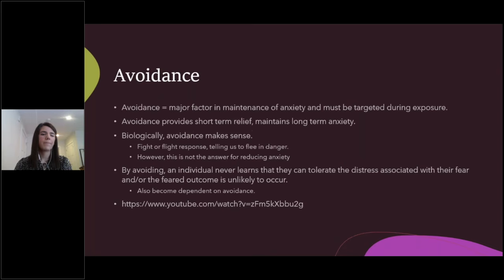Okay, so now getting into a little bit more about avoidance, and I think that this is the last slide prior to actually getting into how we do this. So it's important to discuss avoidance here. It's important to discuss avoidance with your patients. Avoidance is a really major factor that maintains anxiety. So avoidance must be targeted during exposure because it is that major factor in the maintenance of anxiety. And avoidance provides short-term relief and maintains long-term anxiety.